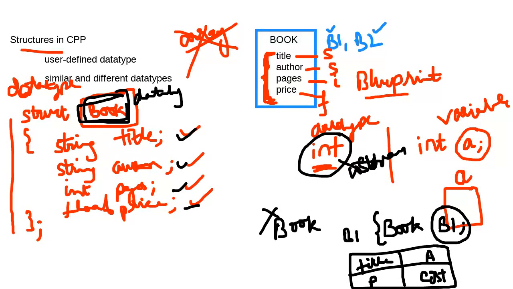अब क्या होगा? Now, this is one variable. Can I create multiple variables of type book? क्या हम book के multiple variables create कर सकते हैं? How will we do that?